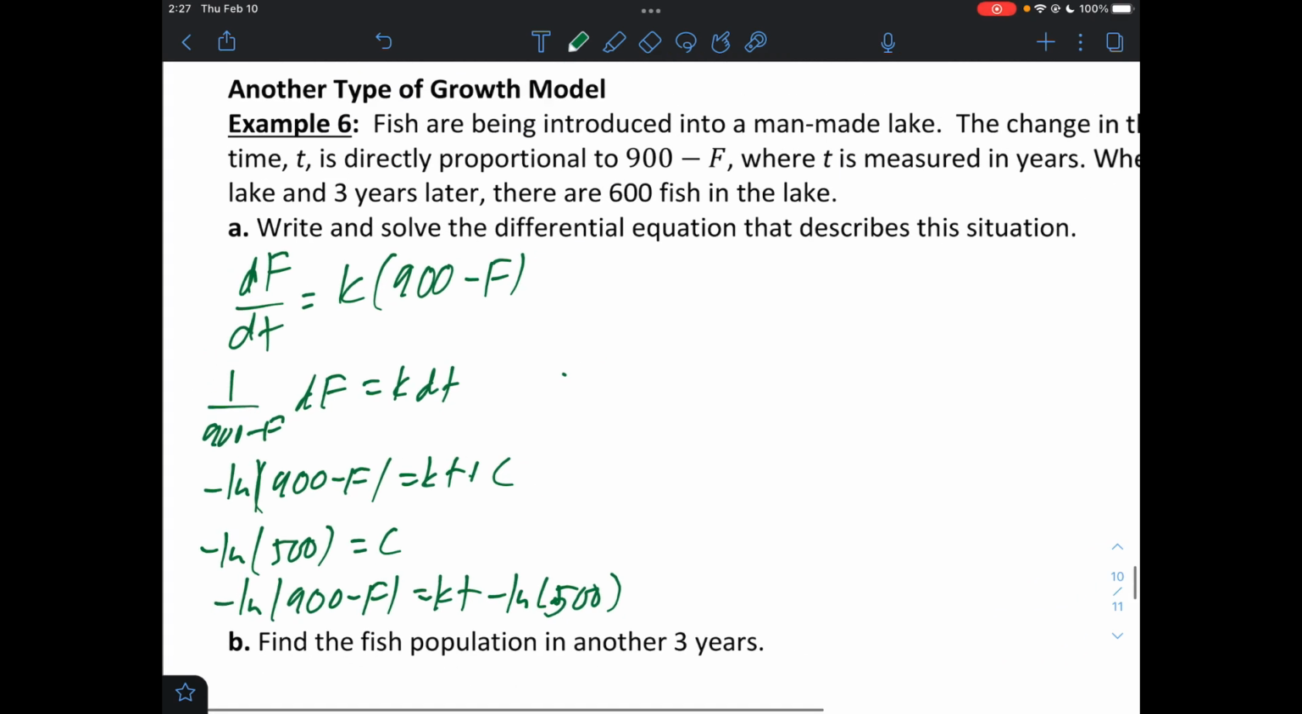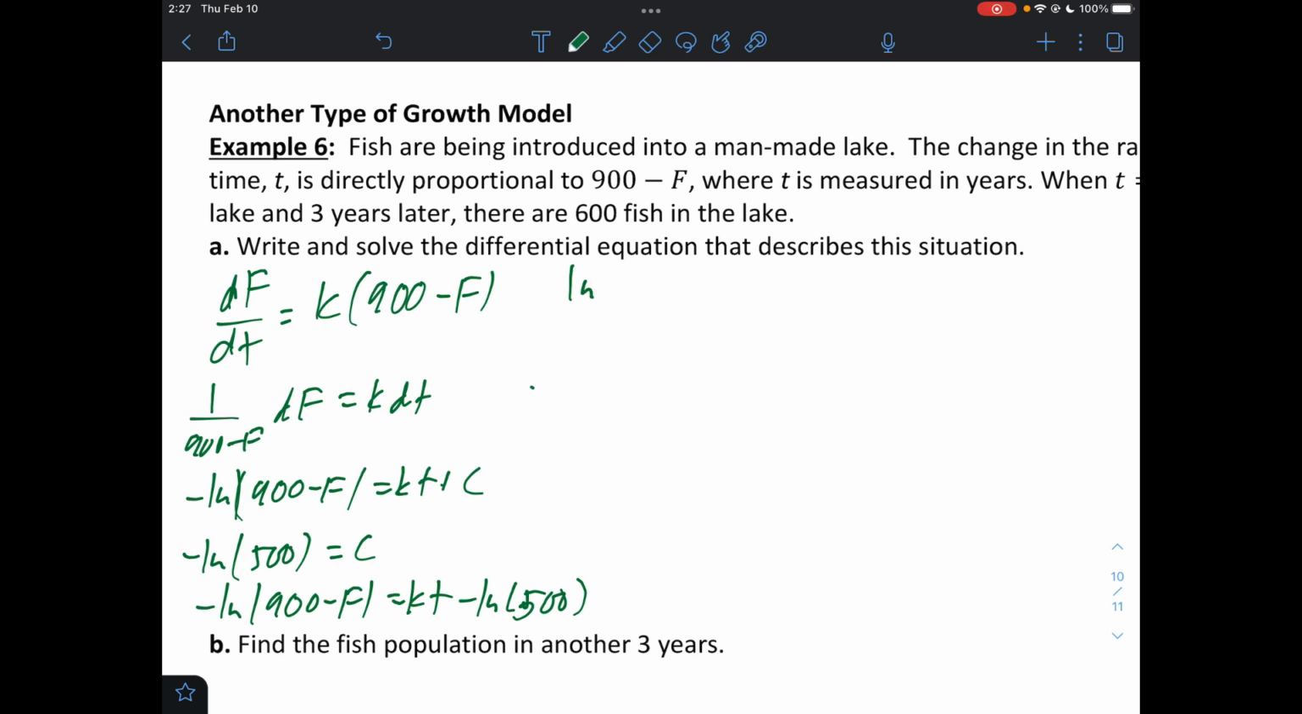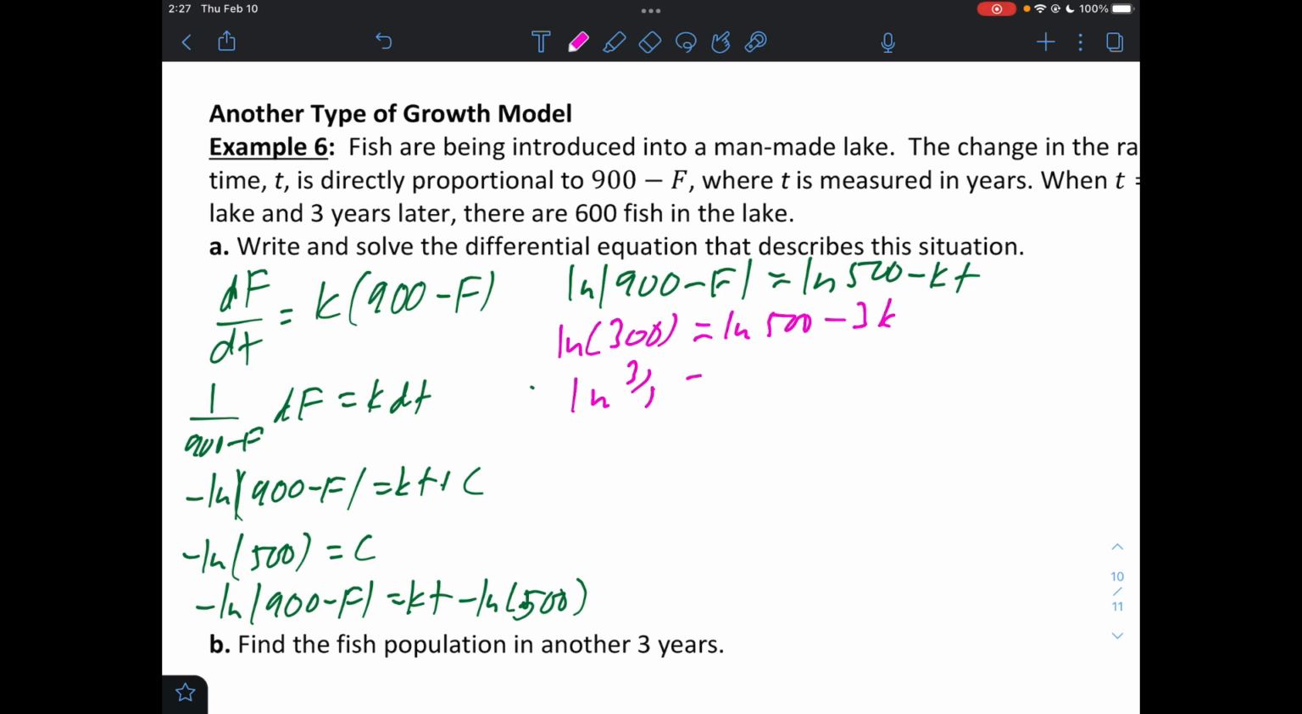If we divide through by a negative sign, might as well make this positive everywhere we can. We get ln(900 minus f) equals ln 500 minus kt. All right, now let's use the second point that we know, which is (3, 600). So ln 300 equals ln 500 minus 3k. Subtract ln 500 and combine, we get ln of 3/5 equals negative 3k. Divide by negative 3. So ln of 3/5 divided by negative 3. K is approximately 0.170275.